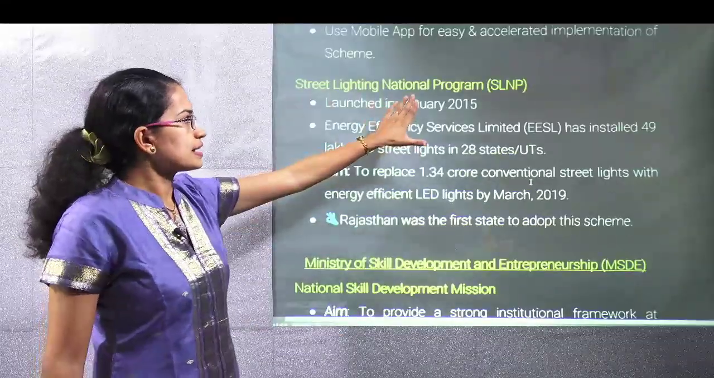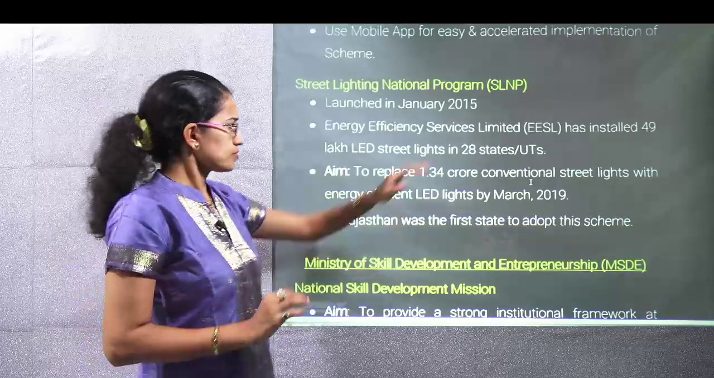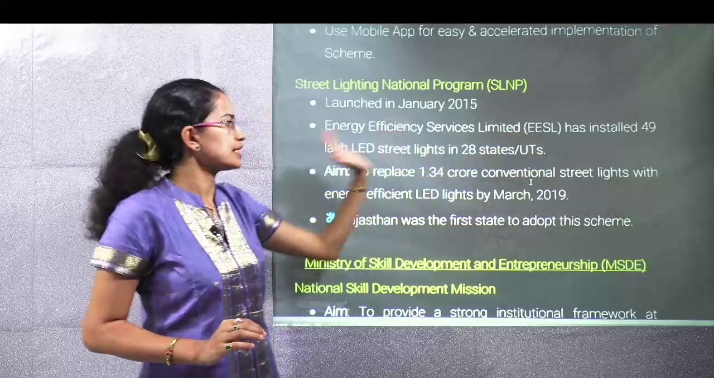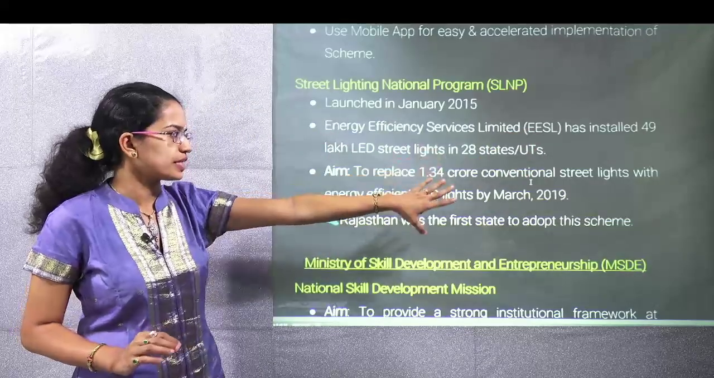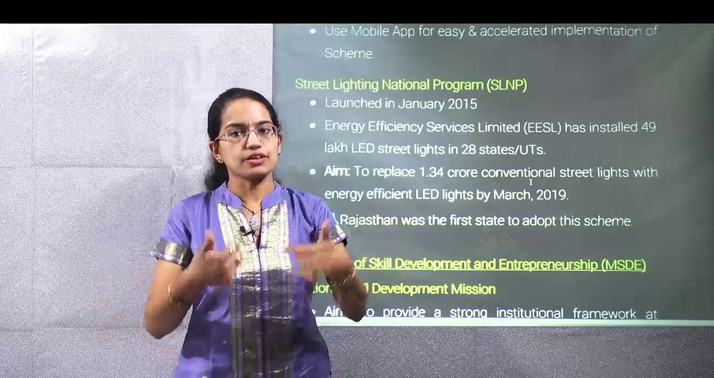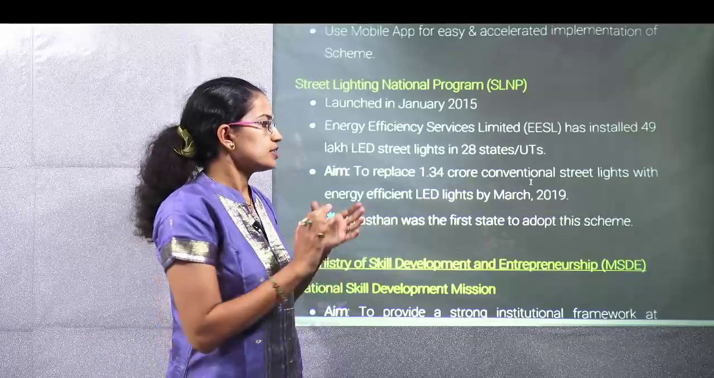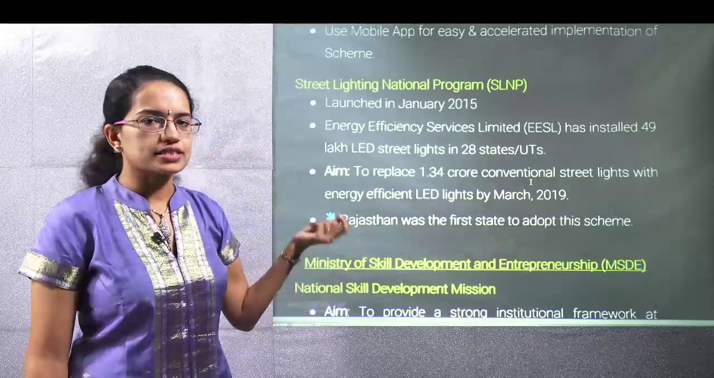The Street Lighting National Program was initially started in 2015 and has installed various LED street lights across various states. Which state was the first to adopt this scheme is a kind of important question from this scheme. Rajasthan was the first state that adopted this scheme.